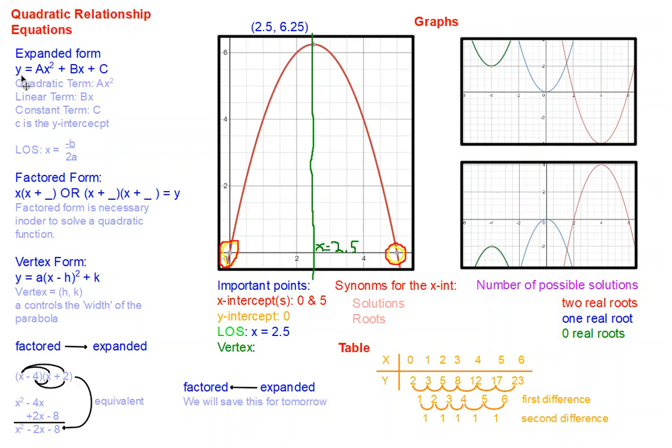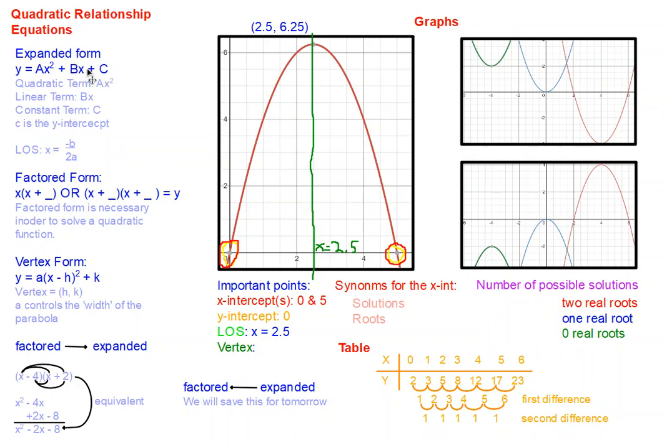And so expanded form is y equals ax squared plus bx plus c. Now, each piece of this polynomial, poly meaning many, nomial meaning term, this happens to be a trinomial because there are three terms, has a name. The quadratic term is this ax squared part. This is what makes the parabola, and this is what makes something quadratic. In expanded form, if you do not have a squared as the largest exponent, you do not have a quadratic relationship. So the quadratic term is the ax squared piece. That has to exist for you to have a parabola.